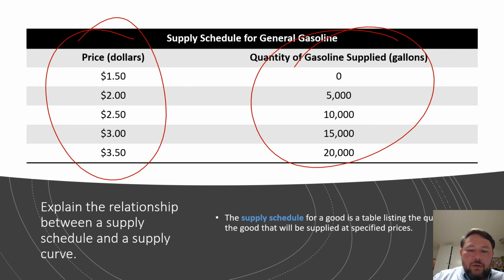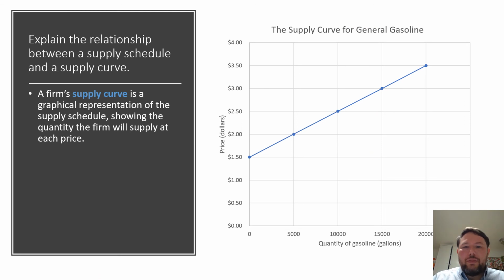Again, I want to point out that as the price increases, so does quantity supplied. And remember, with demand, as the price increased, the quantity demanded actually decreased. That's going to be the only significant change here between a supply schedule and a demand schedule. So if we were to plot these points for General Gasoline, we would end up with a supply curve that looks something like this. A supply curve is the graphical representation of the supply schedule, showing the quantity the firm will supply at each price.